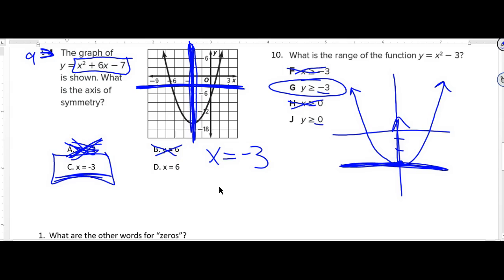That is category 4. One more. Category 5 left. Good luck.